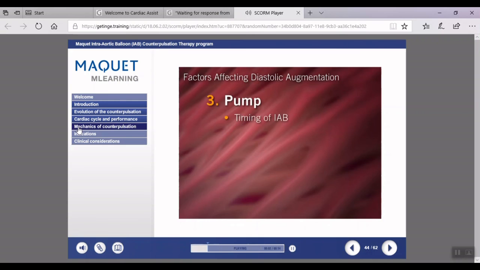Inappropriate timing of balloon inflation and deflation, and incorrect positioning of the intra-aortic balloon pump augmentation control are other factors that will impact diastolic augmentation.